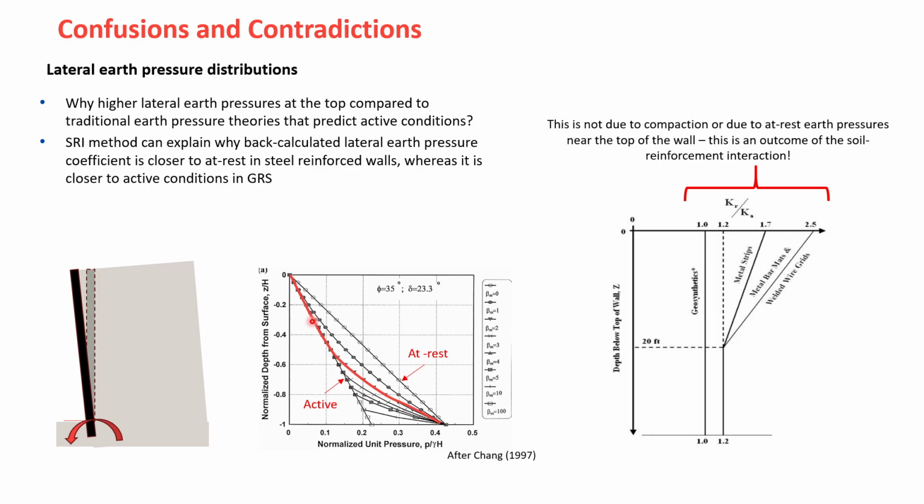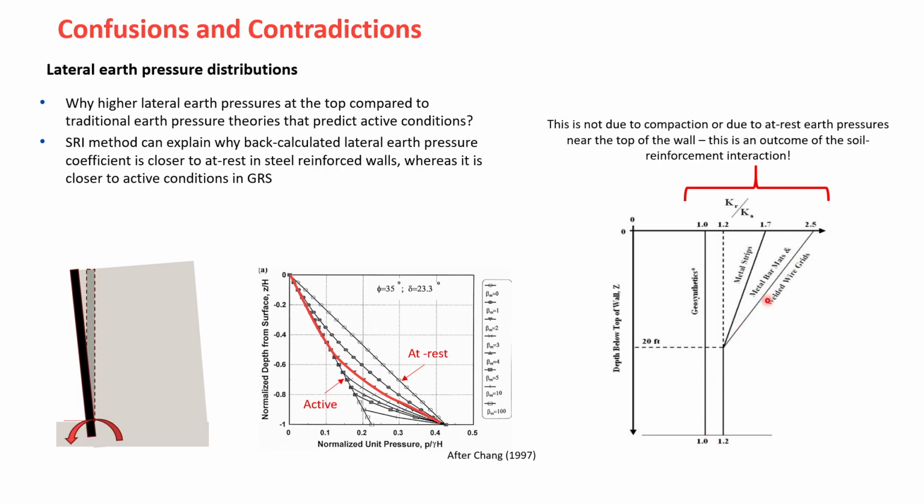Let's say you have a wall that is deformed, rotating about its base. The natural inclination is that we think you have active conditions at the top, and then you will probably have near at-rest conditions at the bottom. This is what people like Chan did some work on, and I think that's our understanding. But MSE walls behave the other way around.